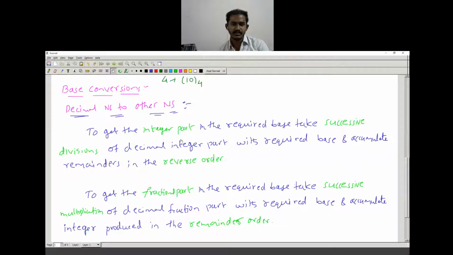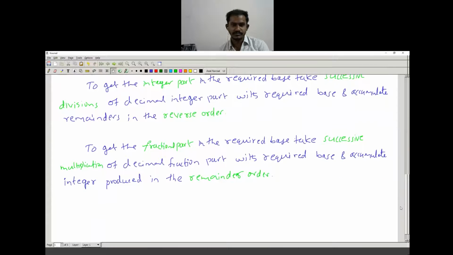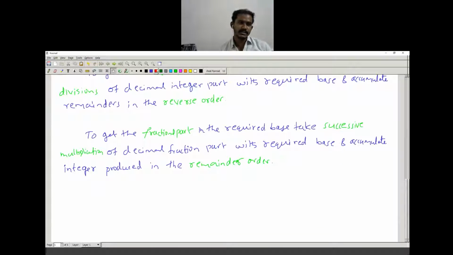So these two are the points regarding how to get the integer part as well as the fractional part. Just remember, to get the integer part, do the successive division. To get the fraction part, do the successive multiplication. In the integer part, arrange the remainders in the reverse order, and in the fraction part, arrange them in the order obtained. Just remember these three comparisons. Then we'll do some examples here.